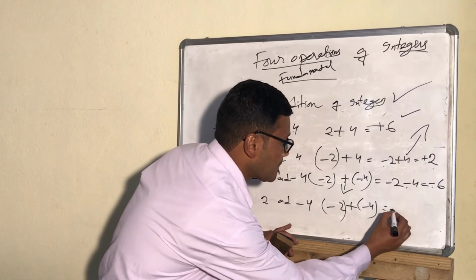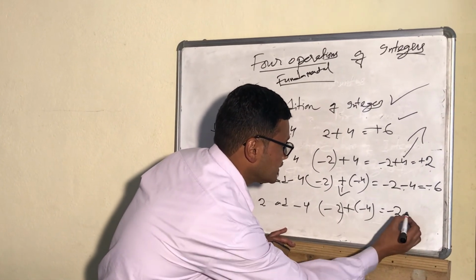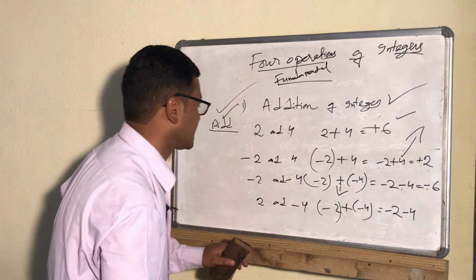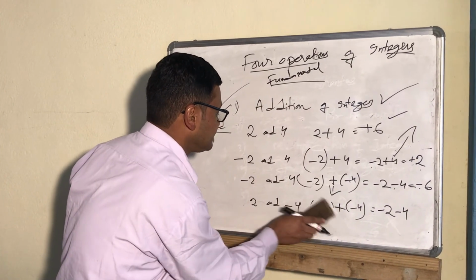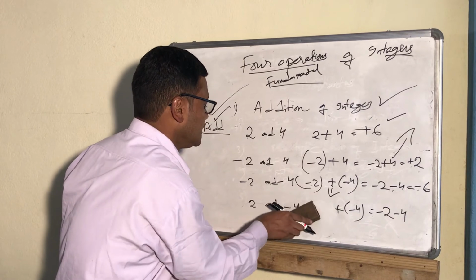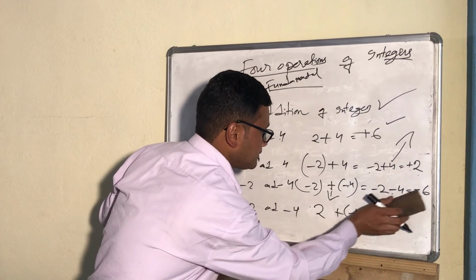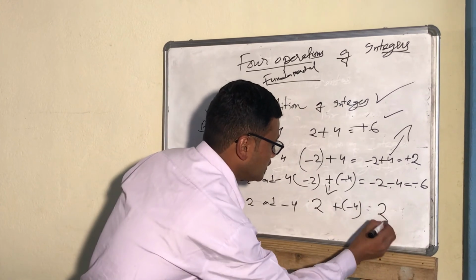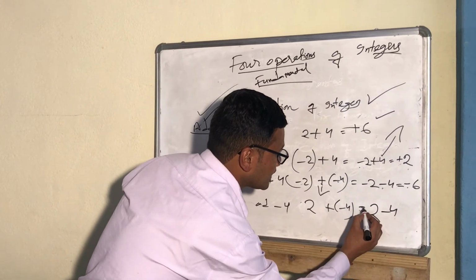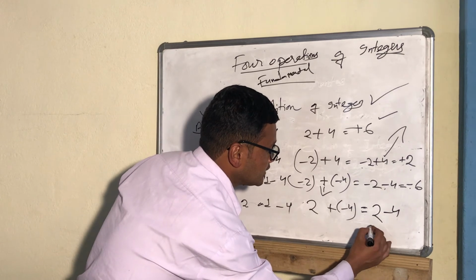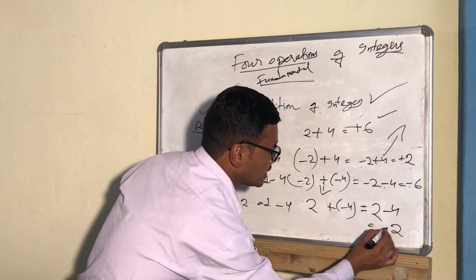Then 2 plus into minus, minus, again here is not a minus sign. Now there is 2 only, then 2 plus into minus, minus. Then 4 minus 2 is 2, the sign of the bigger number is minus.